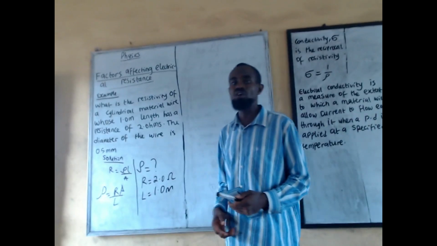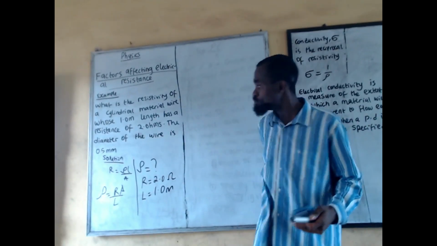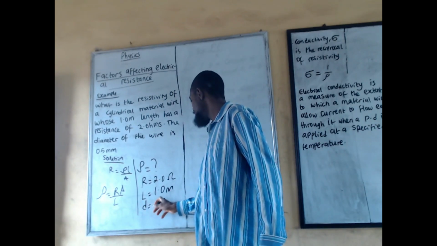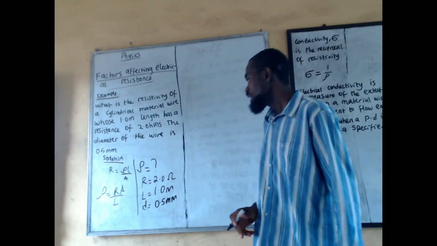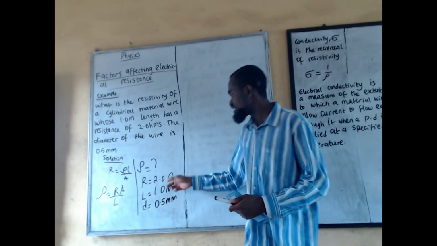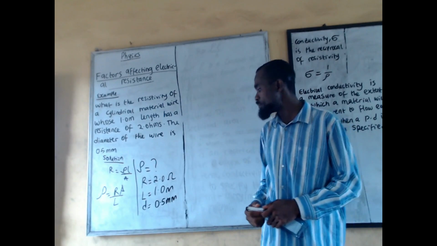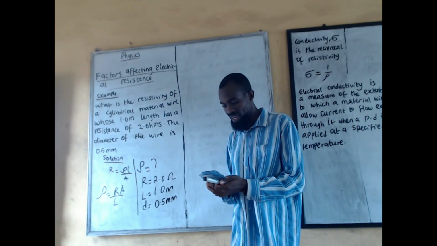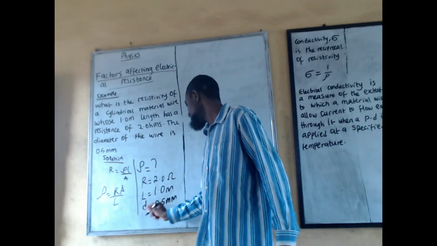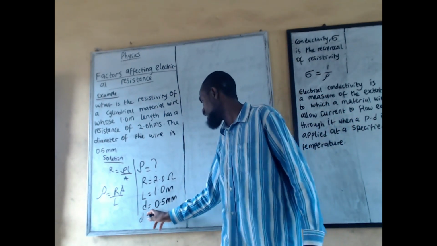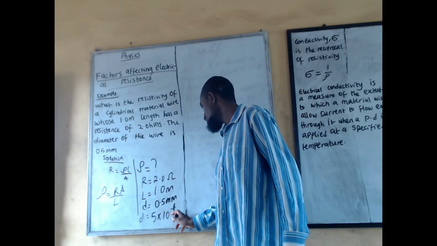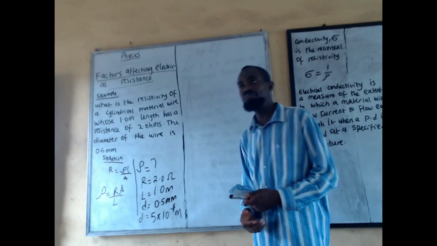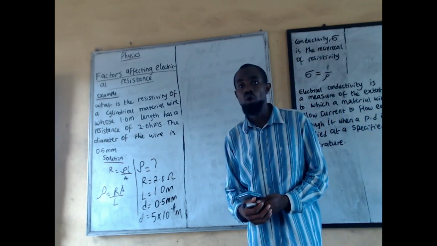Now, area was not given for the wire, but the diameter of the wire was given, which was D equal to 0.5 millimeter. Note that every other quantity is in SI units, while the diameter is in millimeter. So to convert the diameter to meter, we simply divide it by 1000. In standard form, we have 5 times 10 raised to the power minus 4 meter. So that is the diameter in the SI unit, meter. We convert millimeter to meter by simply dividing by 1000.